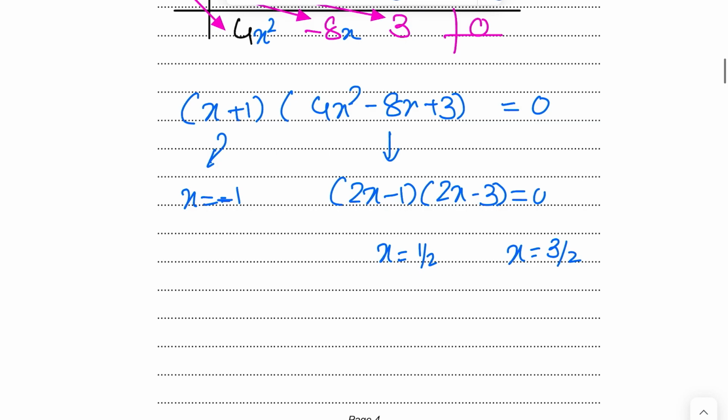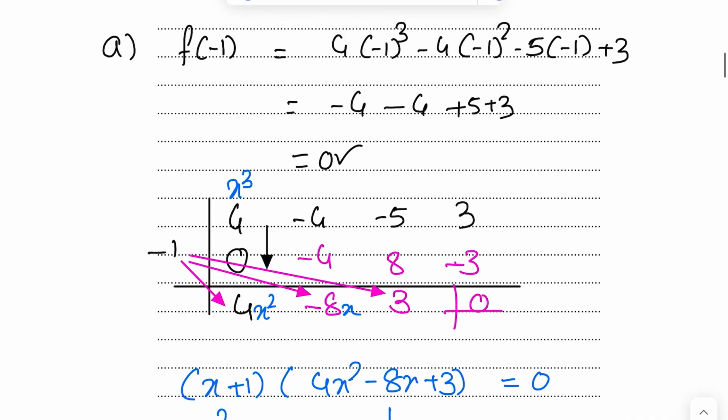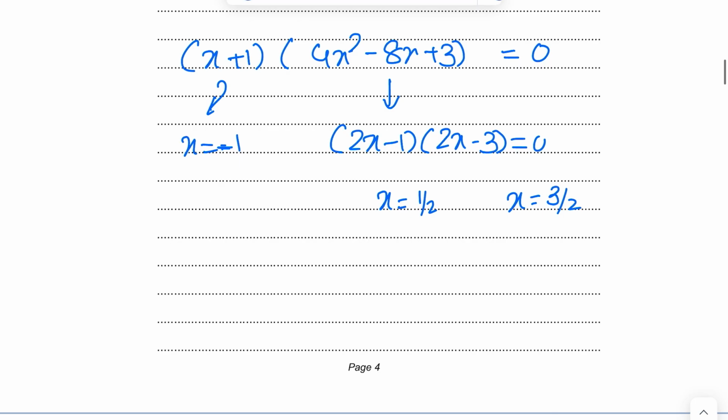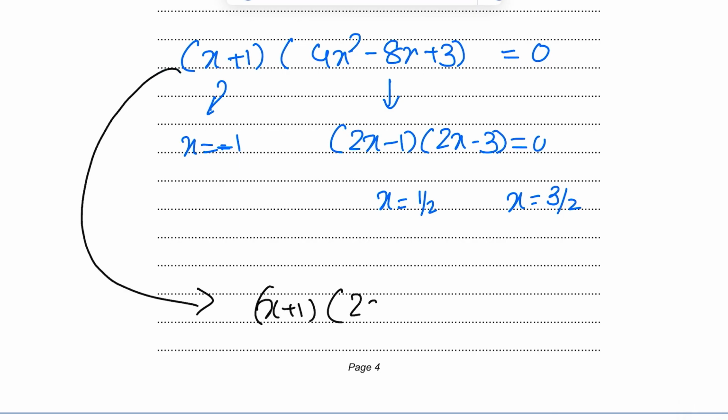Now, just now we got this one. That is only our answer over there. This was only our answer. x plus 1 times 2x minus 1 times 2x minus 3 is going to be f of x.